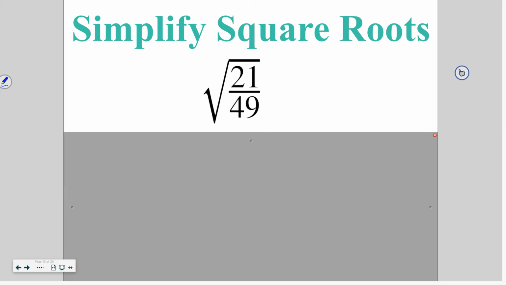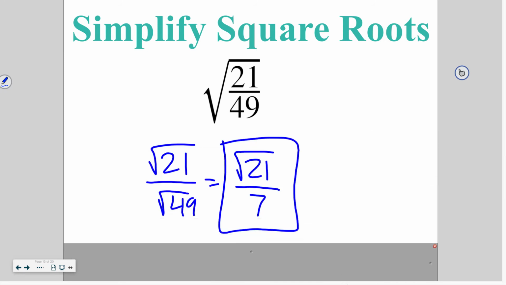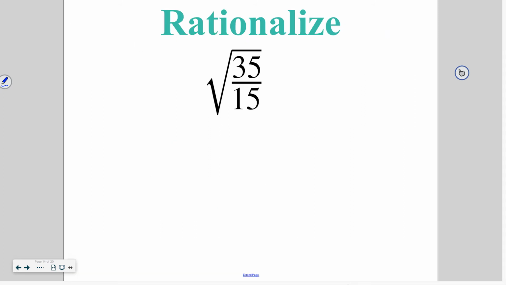Go ahead and try this one on your own. Bringing it down, you get square root of 21 over 7. Then we're going to go ahead and look at a problem where there would be a square root left over and see how we are going to deal with that.